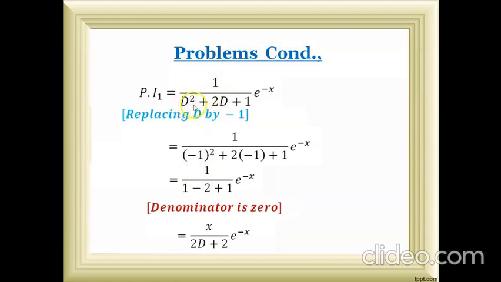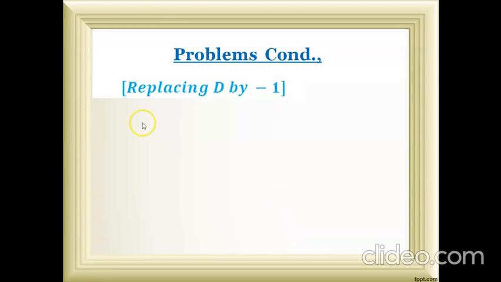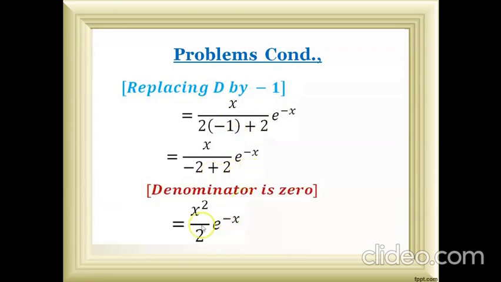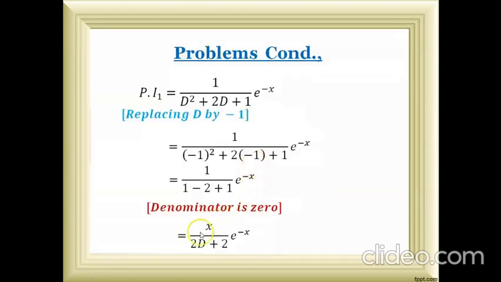I want to differentiate the denominator with respect to D. D square becomes 2D, plus 2D becomes 2. So after differentiating, again we go for the same replacement, D by minus 1. Again I will get 0 in the denominator. So once again I do the same process in the previous step where we substituted the D value. No need to go back to the first step; here only we have applied D equal to minus 1 currently.